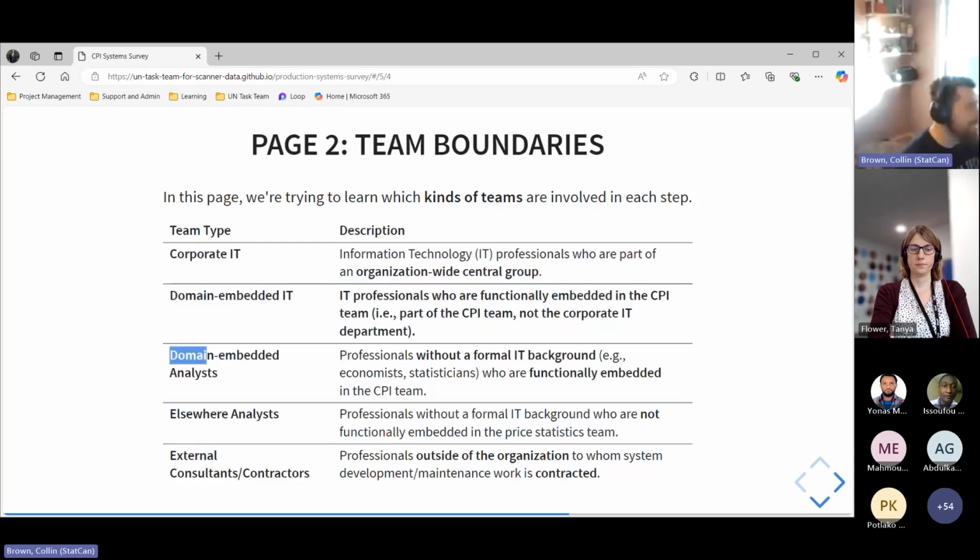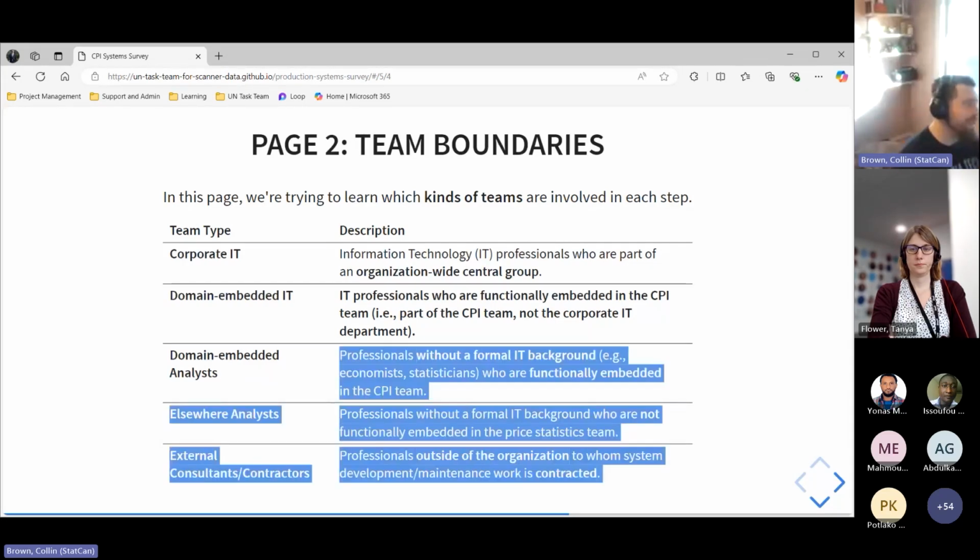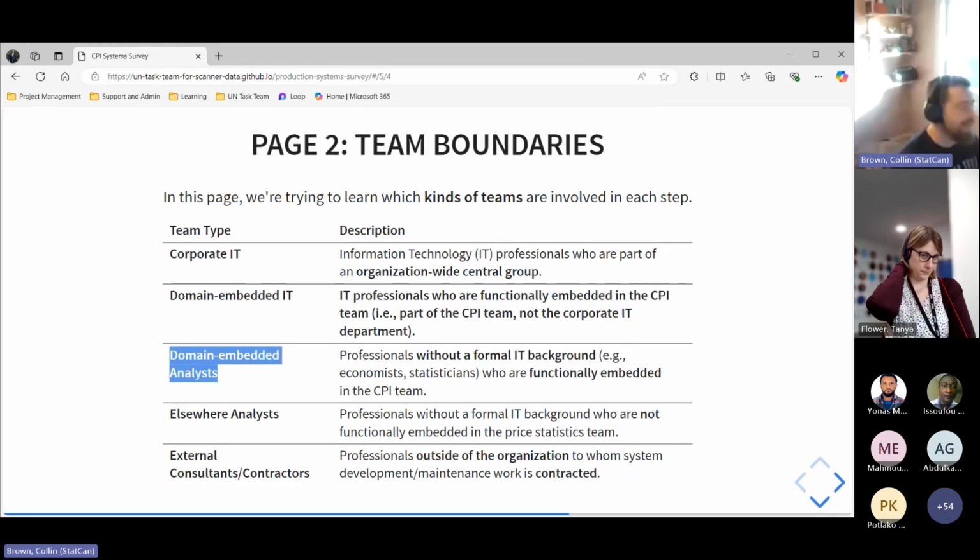The third one is what we're calling domain embedded analysts. This is basically professionals who don't have a formal IT background. An example would be economists, statisticians, mathematicians, basically any person who's doing analytical work on the CPI, who's functionally embedded on the CPI team. Just to note, this doesn't imply that these individuals aren't technical or don't have technical skills. It's just they're not formally classified as IT. So you could have technically savvy domain embedded analysts who just don't have an IT background.